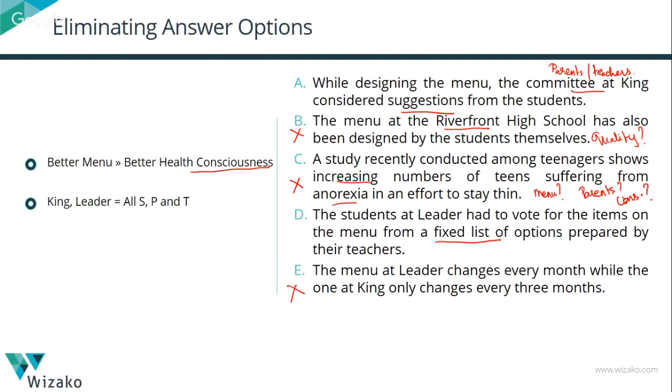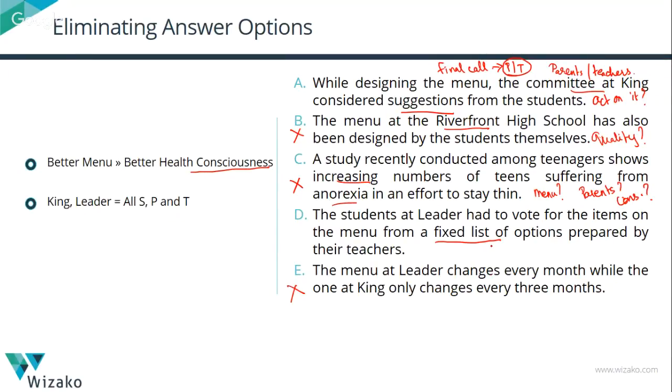They considered suggestions from the students. Did they act on those suggestions? Did they actually include those suggestions in the menu? We do not know for sure. So the final call at King could have still been taken by the parents and teachers. Maybe the suggestions given by the students were completely ignored by the parents, right? So the responsibility for the menu at King still lies with the parents and teachers.